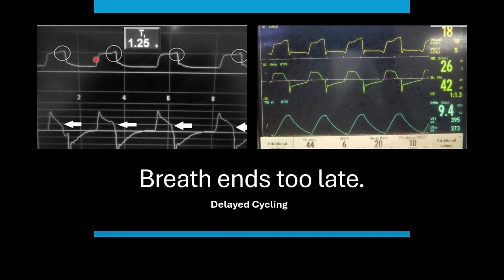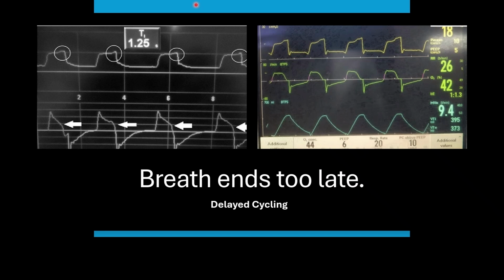If you look at it, there is an increase in the inspiratory time. So what is happening? The breath is ending too late, and this is known as delayed cycling. So the ventilator's mechanical inspiratory time is longer than the patient's required neural inspiratory time, and this asynchrony is not good.